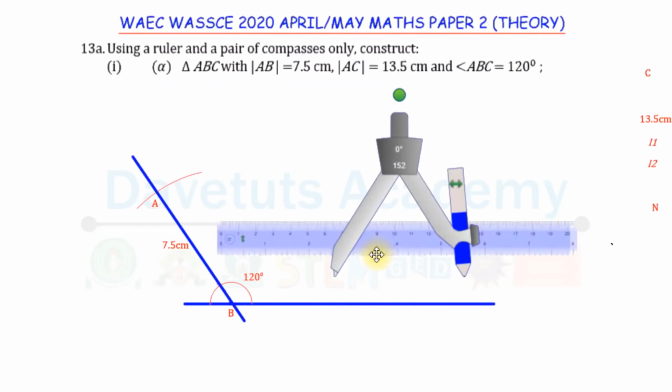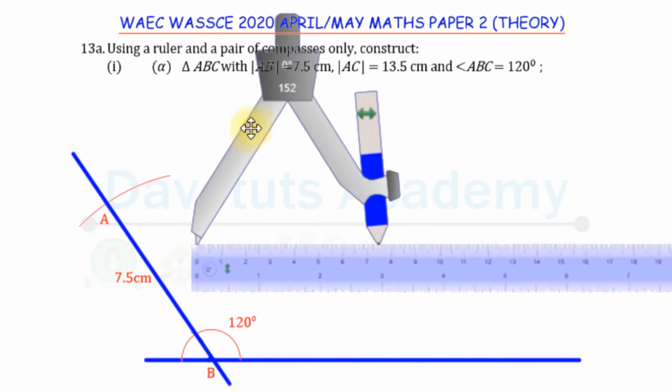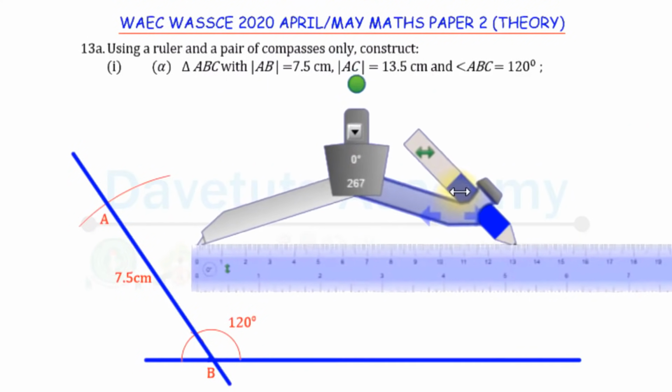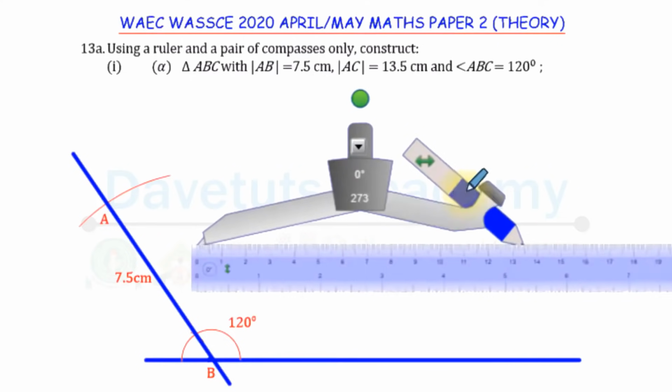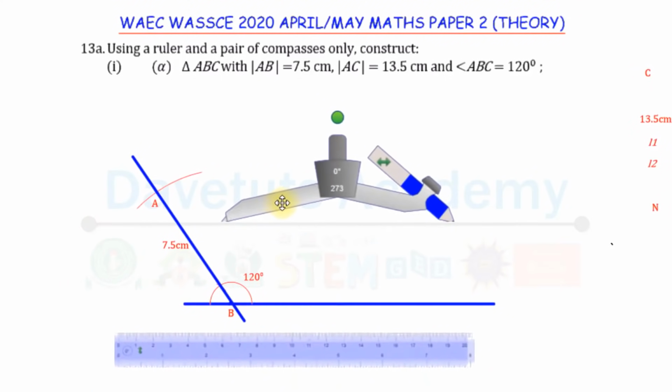Then we're also told that the length of side AC is 13.5 centimeters, and in the same way that we just marked off A, we can go to the ruler and use the compasses to mark off 13.5 centimeters. That is almost extending to the full length of my compasses, but no problem, you will be able to do that quite easily.